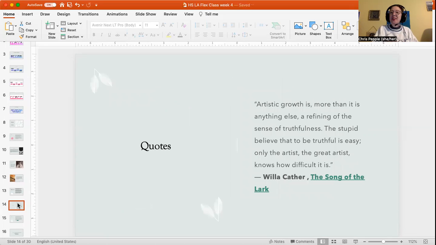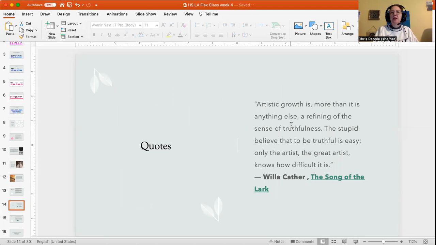Now, remember, I said that realism and naturalism both use a lot of details. So that's what that was talking about. The details that she gives really bring her settings to life. Here's one of her quotes from The Song of the Lark.